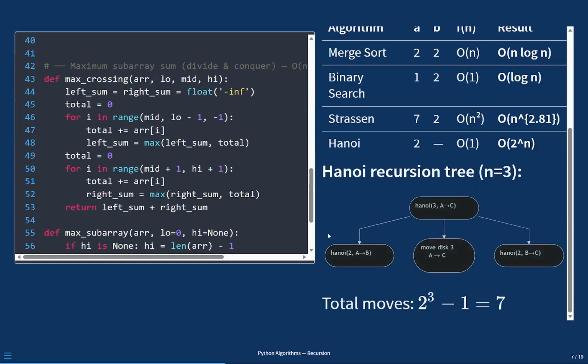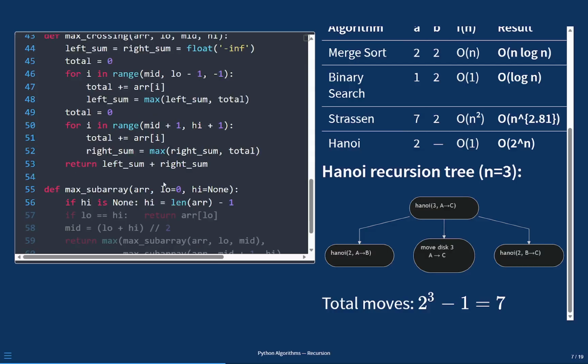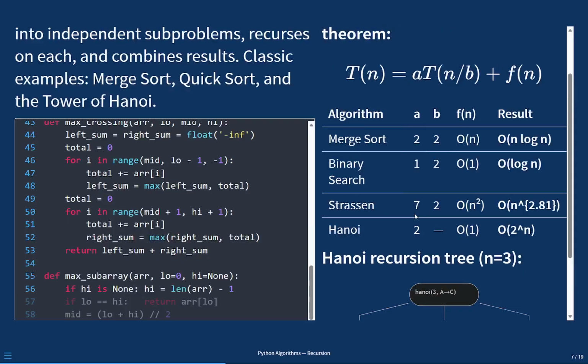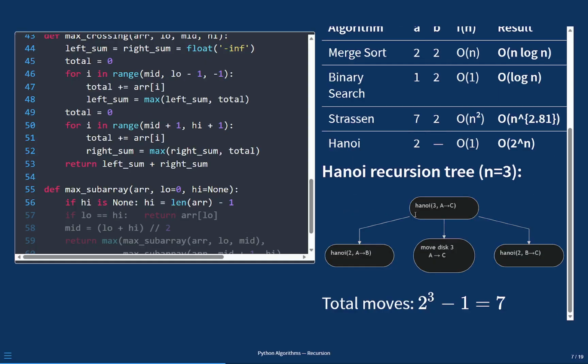The master theorem gives us a systematic way to solve any divide and conquer recurrence of the form T(n) = a·T(n/b) + f(n). Merge sort: a equals 2, b equals 2, f(n) equals O(n). The combined cost matches n^(log₂2) = n, so we multiply by log n, giving O(n log n).